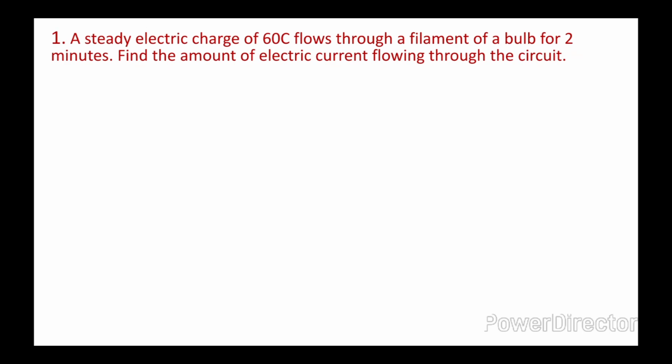In our today's video, we shall solve some of the simple numerical problems on the chapter electricity. So we shall take up the first problem. A steady electric charge of 60 coulomb flows through a filament of a bulb for 2 minutes. Find the amount of electric current flowing through the circuit.